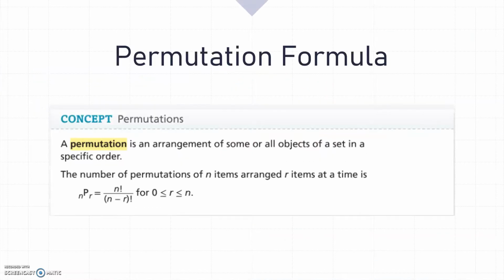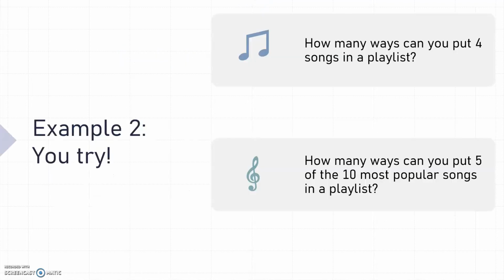All right, so here's the formula for permutations. We just talked about that: for nPr, you would do n factorial divided by the factorial of the difference, n minus r. And I have a couple here for you to try. Pause the video and come back and I'll go through how you would do these problems.